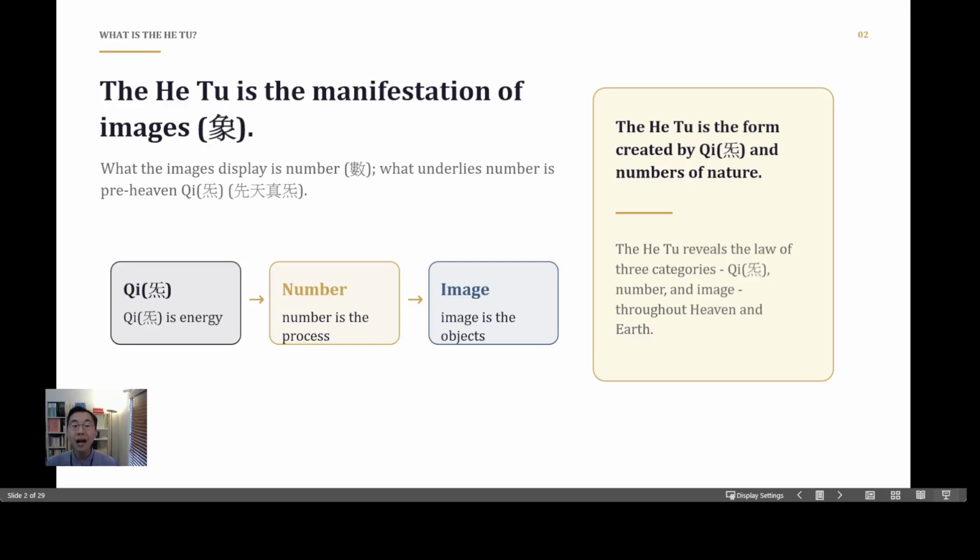So on the other way, if something has the image, we can feel, we can touch. It always includes some numbers. As long as we have numbers, we know what kind of energy. 河图 is the manifestation of image. The picture itself describes all the images. What are the numbers behind those images?